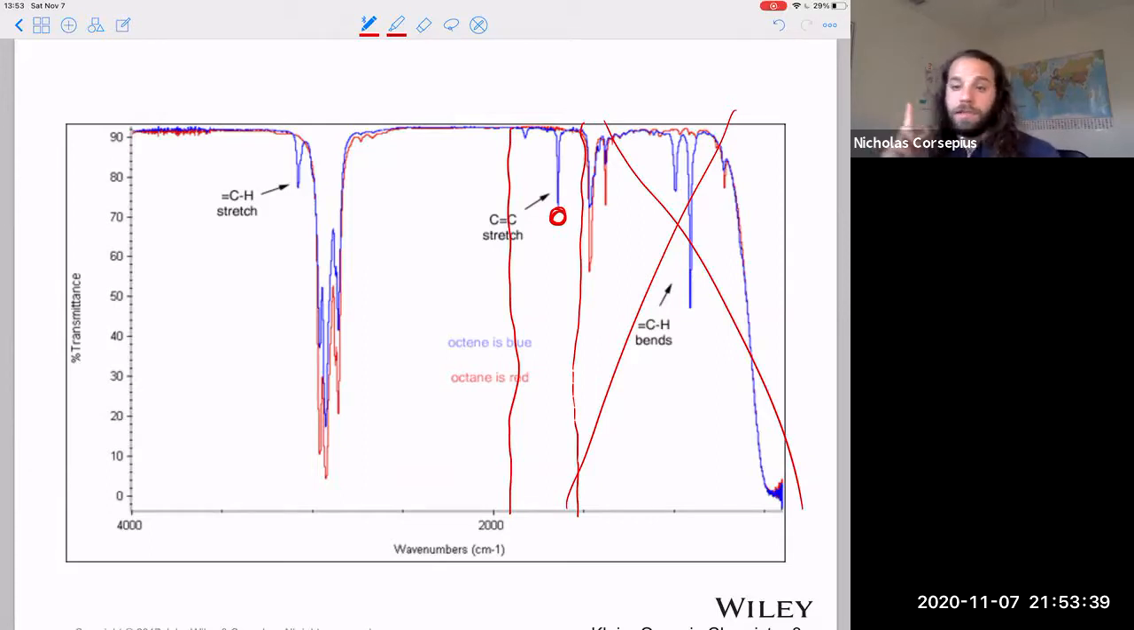And then another awesome way to check is we would have our sp2 carbon hydrogen bond. Again, how do we spot that? We lay down that line at 3000. And then we see a peak that's just north of that, corresponding to our sp2 hybridized carbon hydrogen bond. Okay.